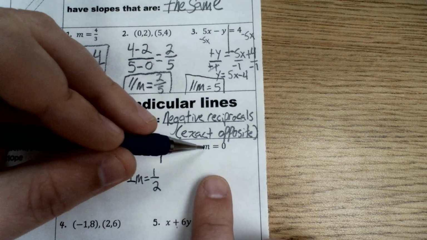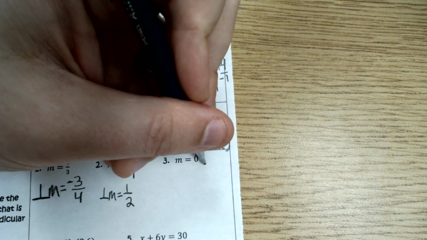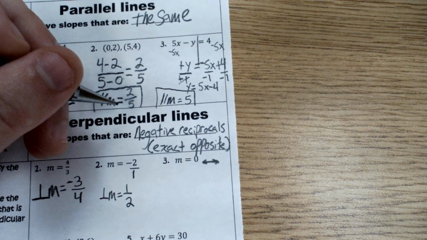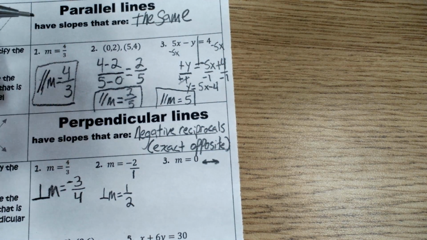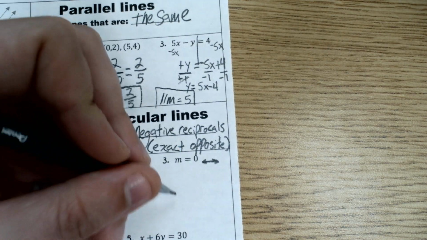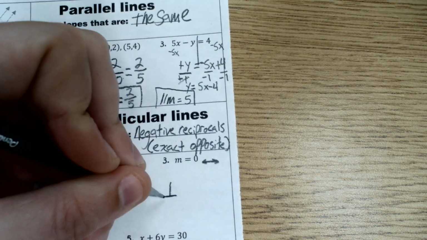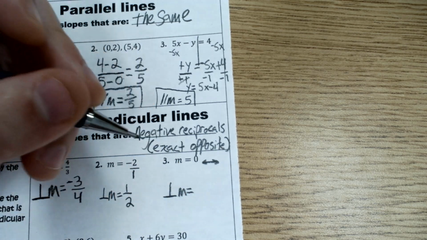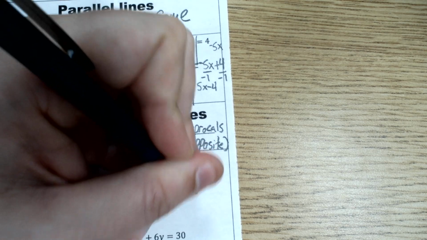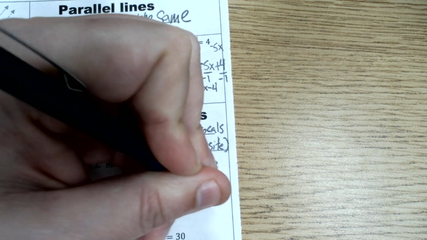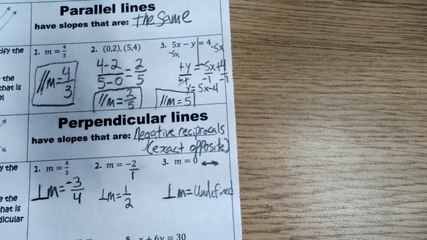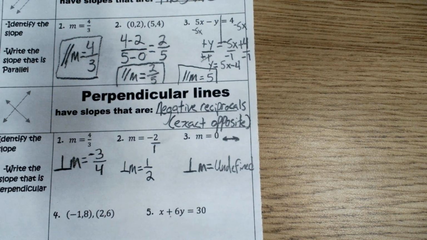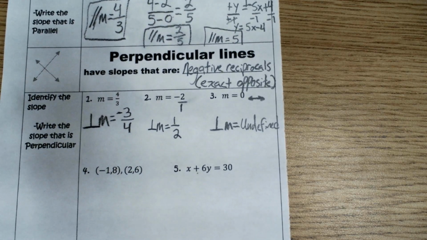And then for my slope of 0, remember that is a horizontal line. Think of our horizon. So perpendicular to that would be a vertical line, and so really it just looks like our upside down T. So our slope that's going to be perpendicular to that is an undefined slope. So 0 and undefined are always going to be the exact opposite of one another.